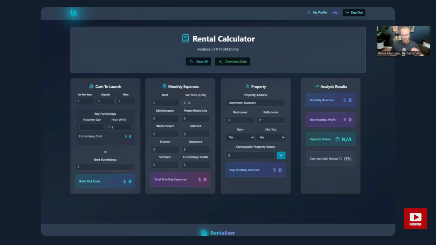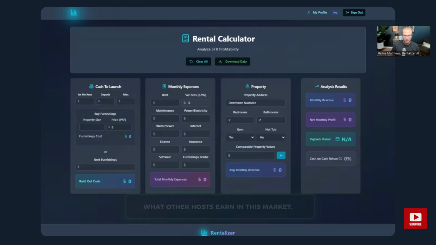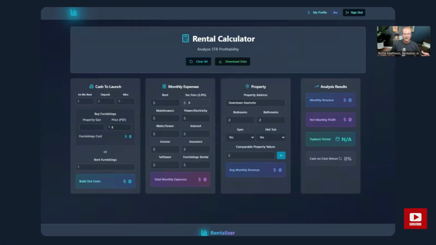So here's what we're going to do. Firstly, we need to figure out how much other hosts in this market are going to earn. Now, I only rent 2-bedroom, 2-bath, and 1-bedroom, 1-bath apartments. That's another video. I could talk all about my particular business model. And I actually have a very specific niche within the apartment arbitrage model, but that's not for today.